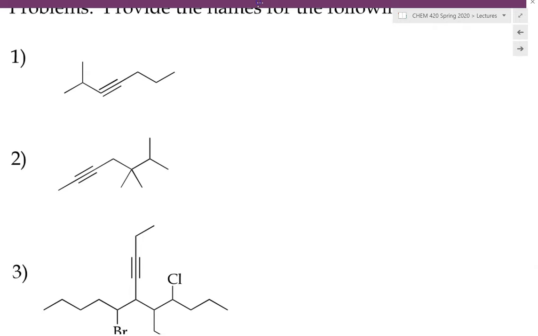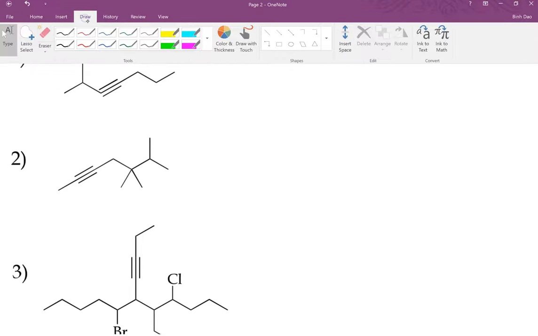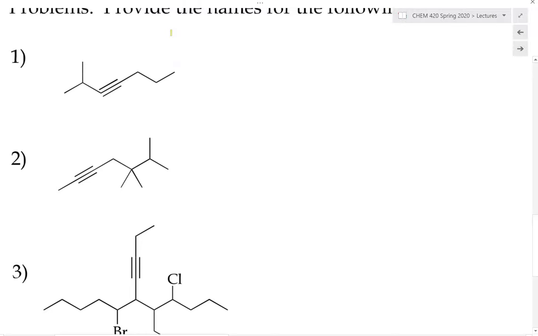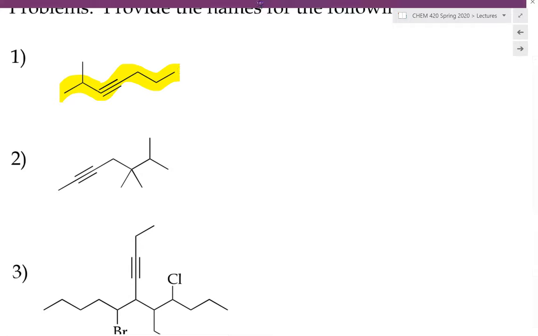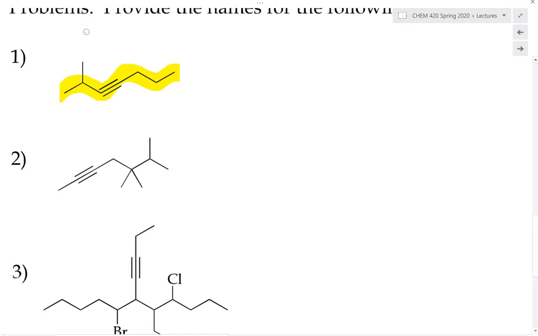Here we have to select the parent chain that would contain the triple bond in it. Because in this case, we can see there's no other functional group that will have higher priority compared to the triple bond. So here we want to name the alkyne as the parent chain. And that will be our parent chain right there.